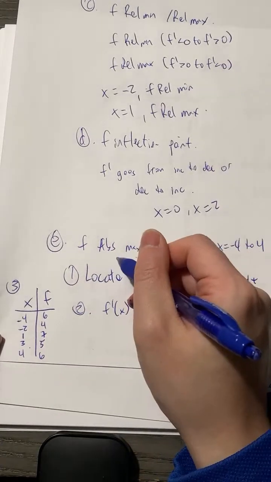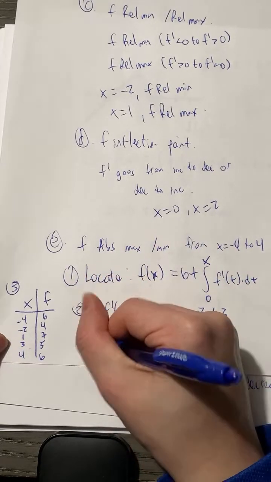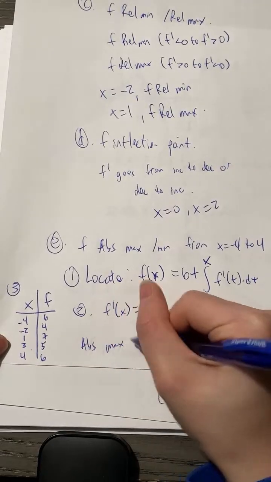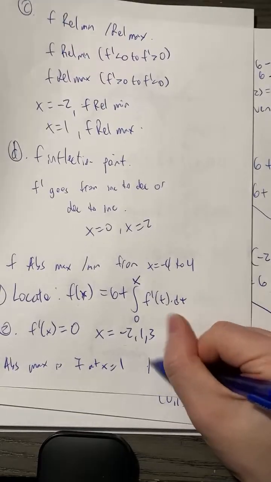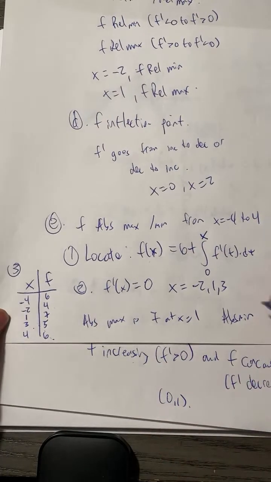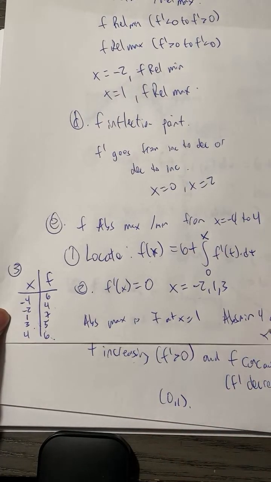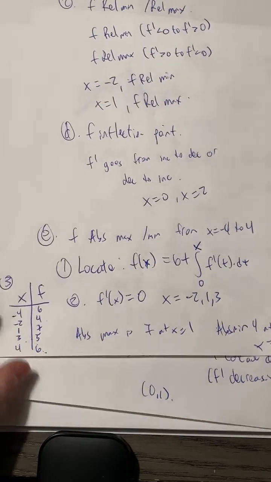So if we're doing abs max, looks like our biggest value in this table is 7. So the abs max is 7 at x is equal to 1, and the abs min is 4 at x is equal to -2. And hopefully that all makes sense.